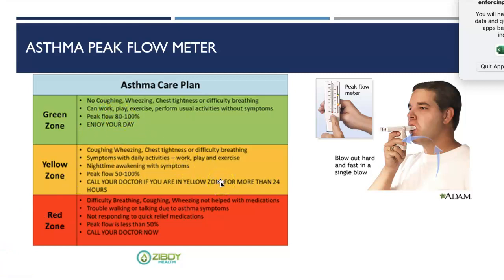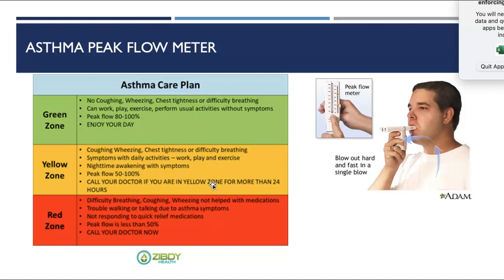And so if somebody is in the yellow zone, we're going to tell them to call their doctor if they've been in that for more than 24 hours. Now the red zone, this person is having severe difficulty breathing, coughing, wheezing, and it's not helped with the medications. They may have trouble walking or talking due to asthma symptoms, and they're not responding to their quick relief medications. And remember in class we talked about those as being our SABAs, such as albuterol. And at this point, the peak flow is under 50%, and they need to call their doctor right away.